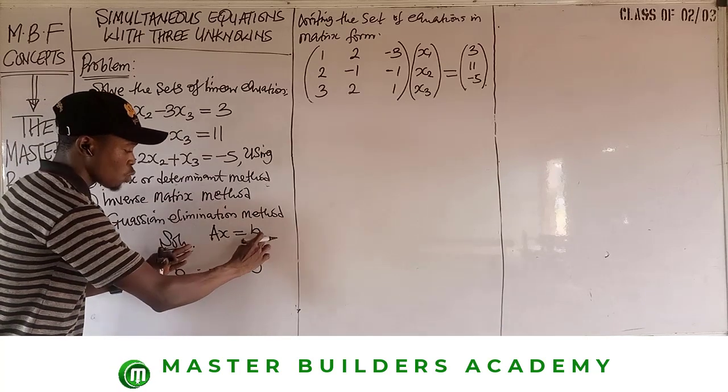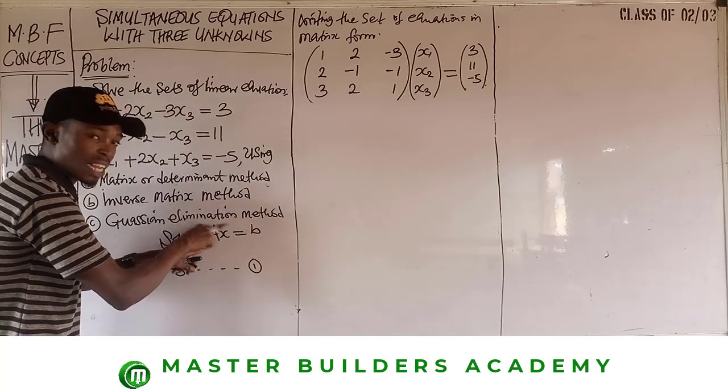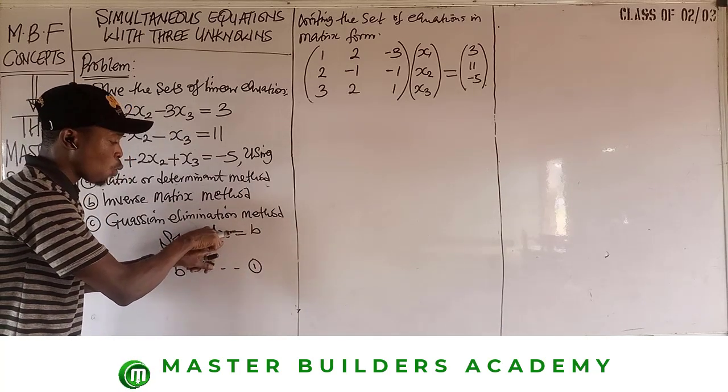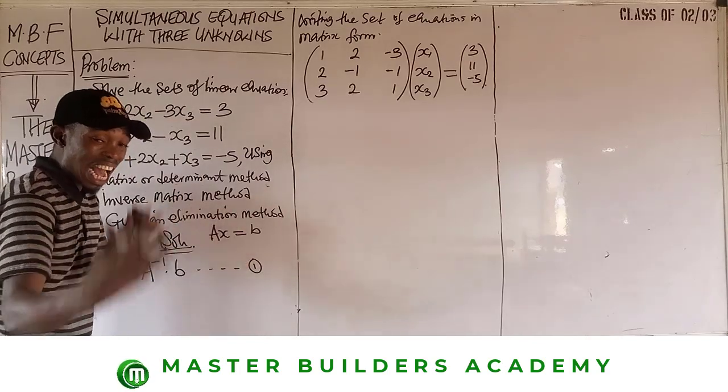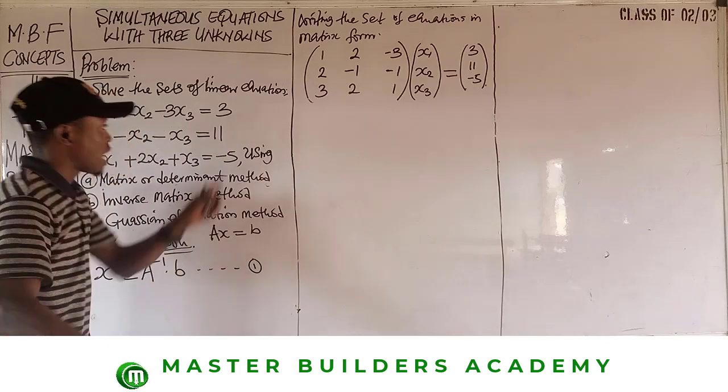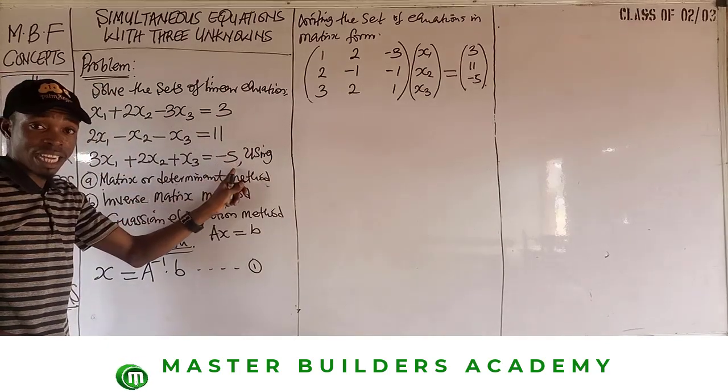AX is equal to B, meaning this A represents the coefficient of the unknown, X represents the unknown, and then B represents the constant that you normally have at the right hand side of the equation, like we have here: 3, 11, and then negative 5.